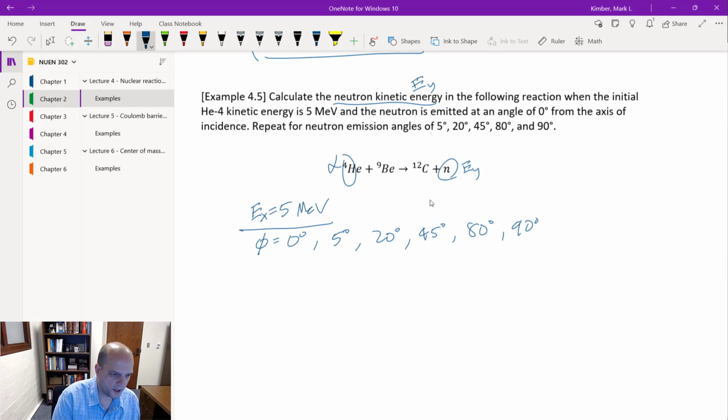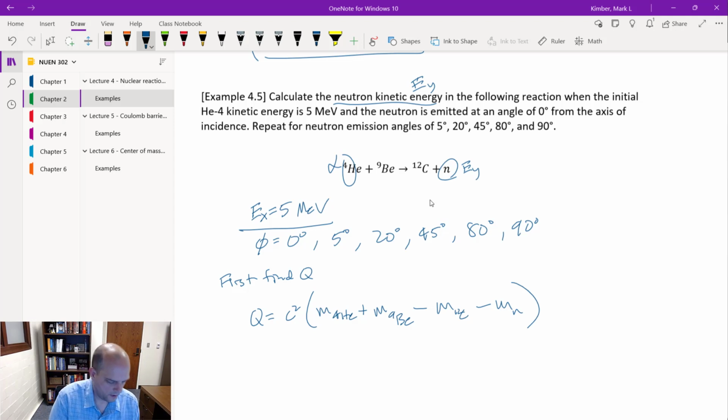So let's first do the Q value expression. What we'll do there is the sum of the masses. We've got the mass of helium-4 plus the mass of beryllium-9 minus the mass of my products, that's carbon-12 minus the mass of a neutron. All right, so 931.5 MeV per AMU. We've done this many times now.